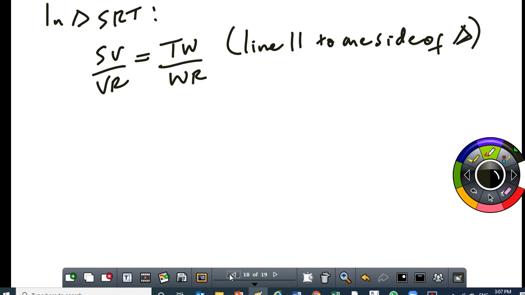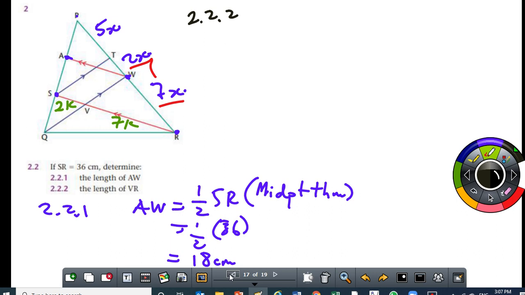Then, if you look at it carefully, I can now determine the ratio of that length, the ratio of this whole length here. Now, do you agree with me that the length of SR?